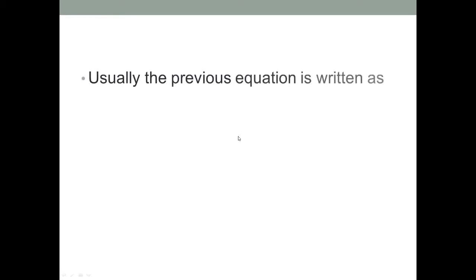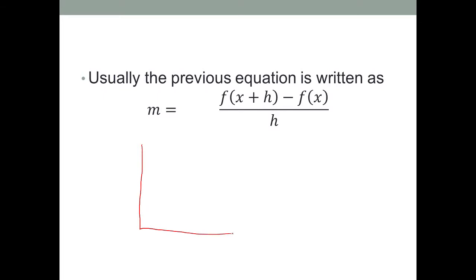Usually, we write it as follows. The previous equation is usually written like this, where the slope is equal to f of x plus h minus f of x, all divided by h. What this basically means is, let's say I have a function. I'm going to do my best to draw a straight line. I have a function, and it goes like this.